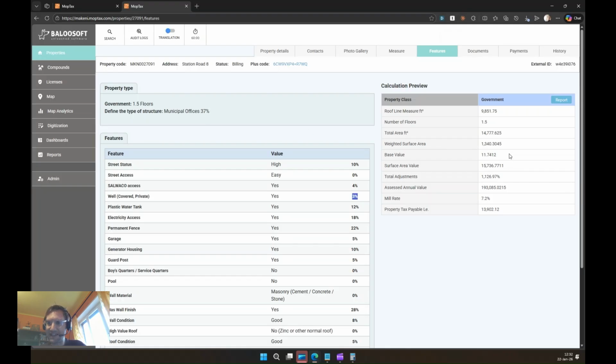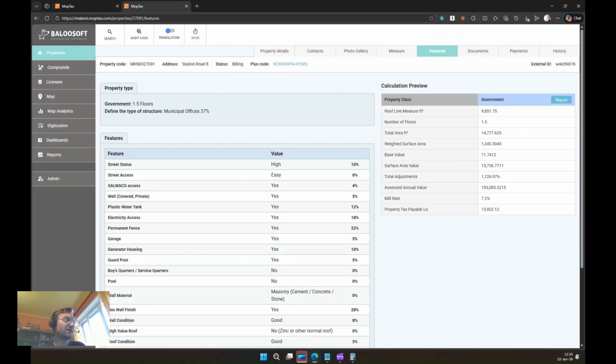And then lastly, we have the base value, which in this case is 11.74. This is the same base value for any property in McKinney. Every property in McKinney will have the same base value, 11.74.